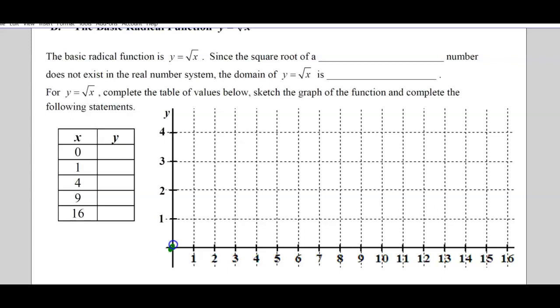So 0, 0, 1, 1. Root of 4 is 2. Root of 9 is 3. Root of 16 is 4. Try to make it curve as best you can. Okay, it's not a V, sideways V. Not a curve too.